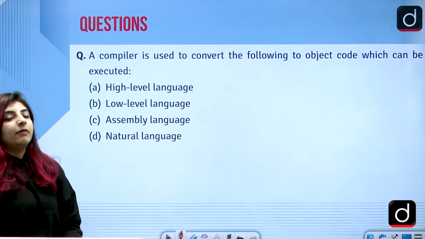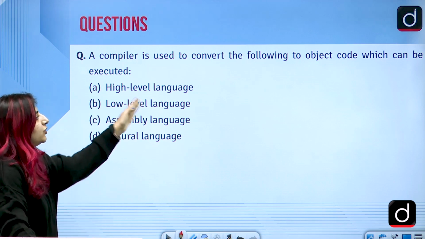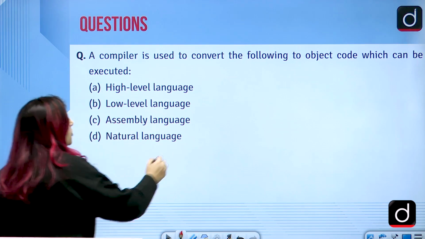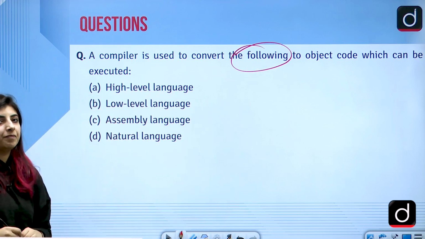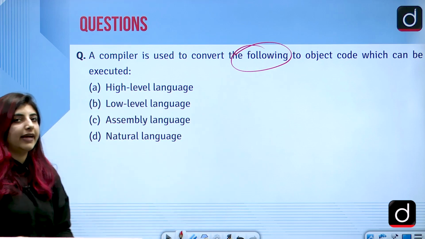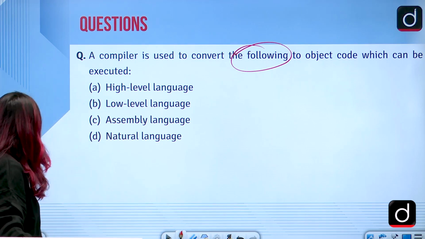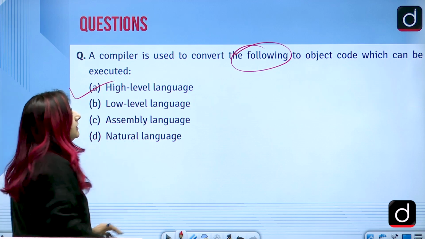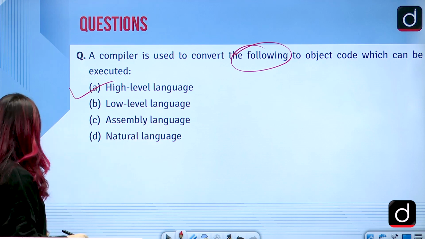Next, we have another important thing from the examination perspective. A compiler is used to convert the following to object code which can be executed. So what amongst the following is the compiler converting, correct? So pause your videos again. The answer here is option A. High level language. A compiler is used to convert high level language to object code which can be executed.